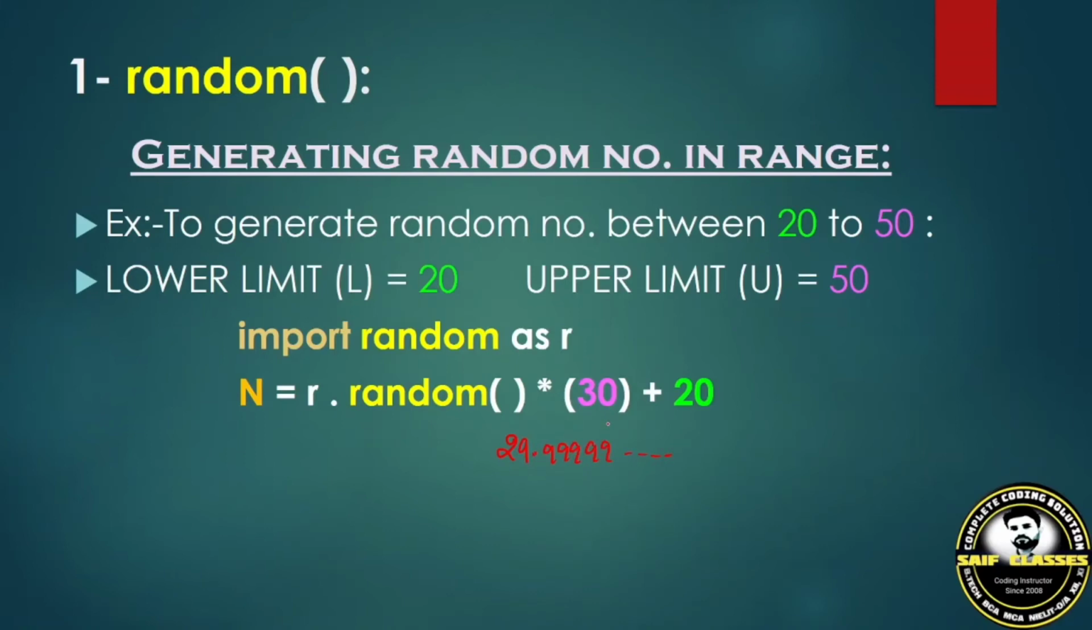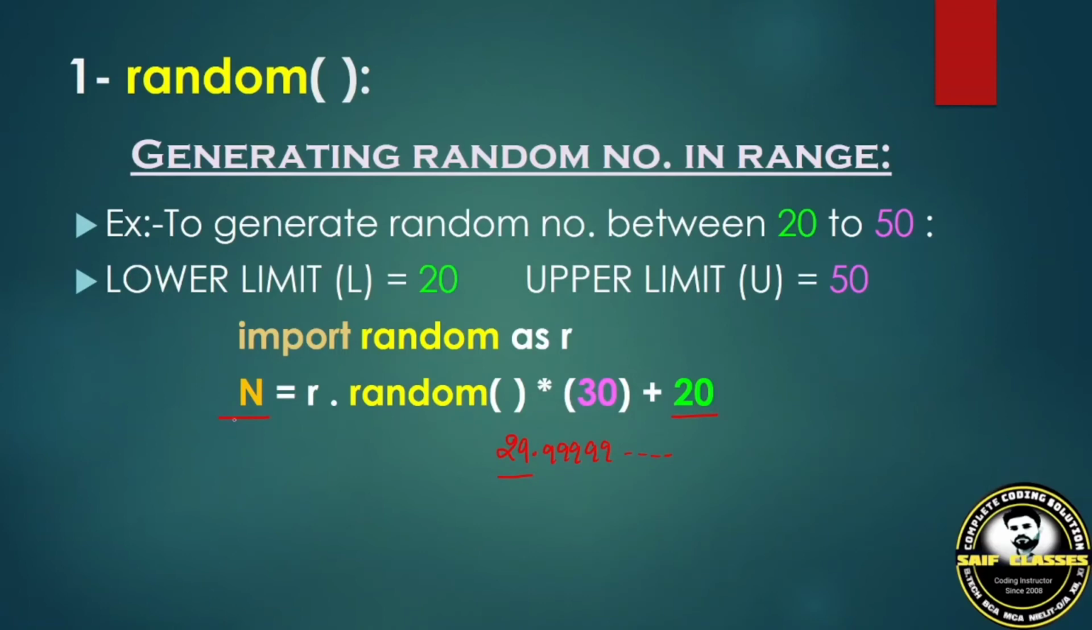It never touches 30, because you will never get a 1 from here. So you can have something like 29.999598 etc., but it never touches 30. That is the thing. So when 20 and 29 point something are added, it will become 49 point something. So the maximum n will carry is 49 point something and the minimum it carries is 20.